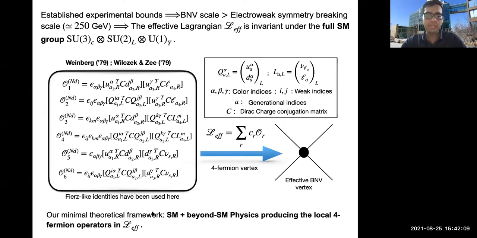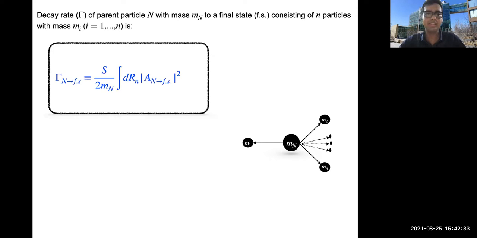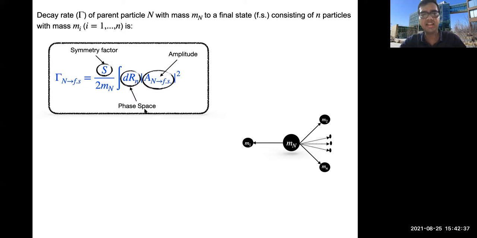We will work in a minimal theoretical framework in the sense that we take the standard model plus only beyond standard model physics that produces these local 4 fermion operators. Before deriving the approximate relation, let us remind ourselves that the decay rate of a parent particle with mass M_n to final states consisting of n particles with mass M_i is given by this formula, where S is the symmetry factor, dR_n is the phase space, and A is the amplitude.